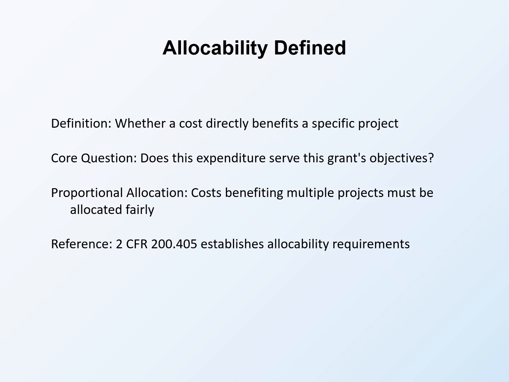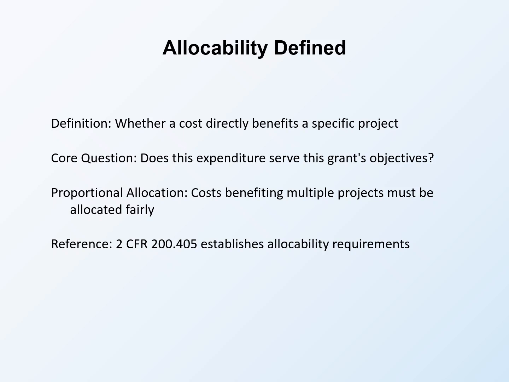Proportional allocation applies when costs benefit multiple projects or activities. Your organization likely conducts many activities beyond any single grant. Costs that benefit multiple activities must be allocated fairly among them. Charging the full cost of shared resources to a single grant when other activities also benefit is improper and potentially fraudulent. 2 CFR 200.405 establishes allocability requirements.